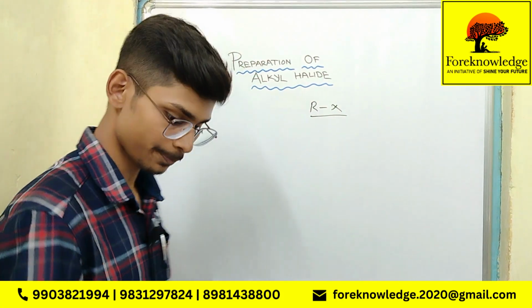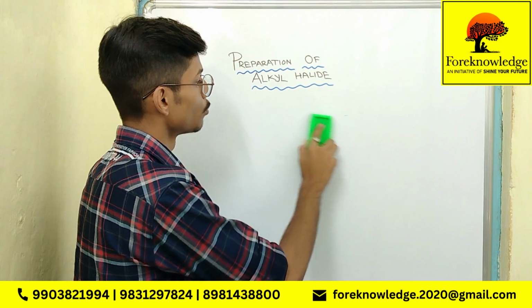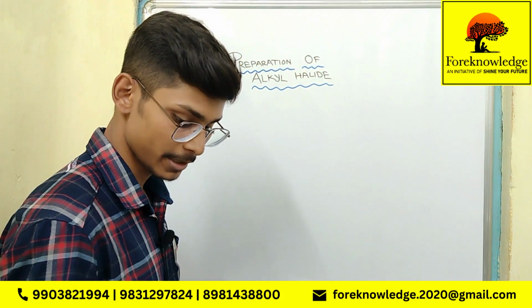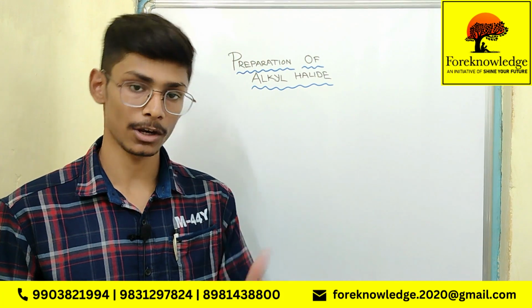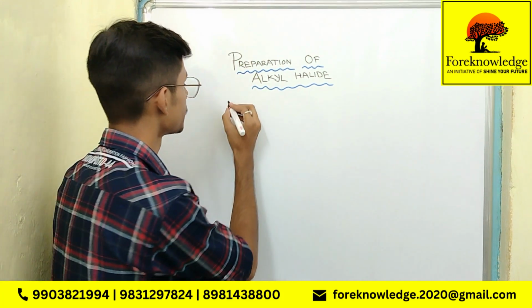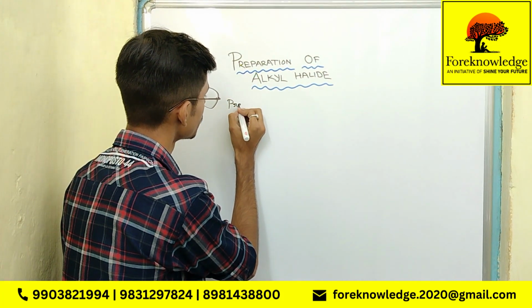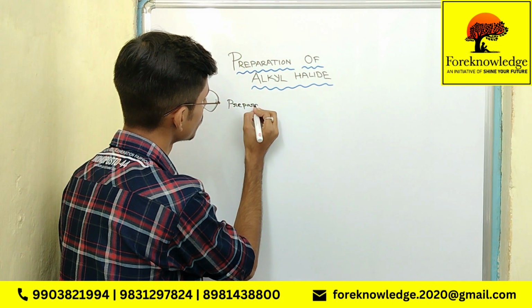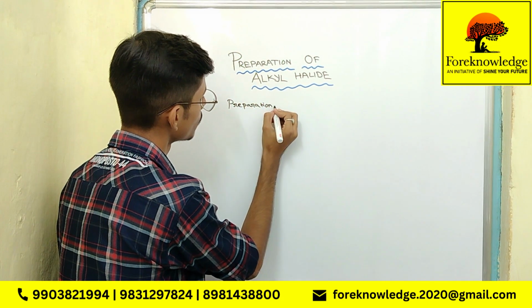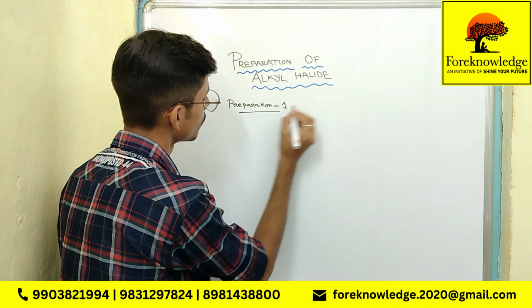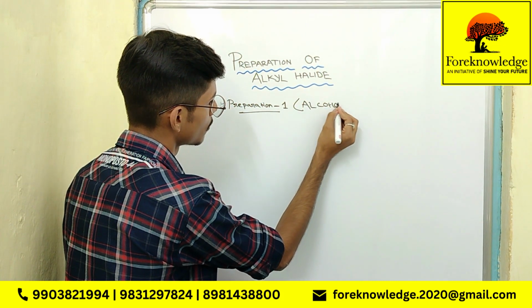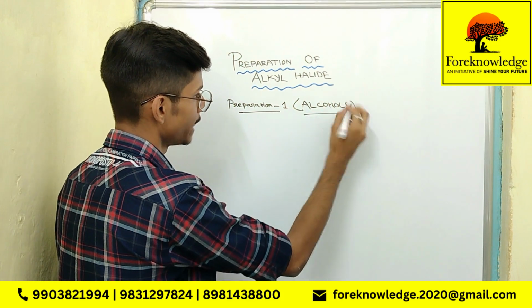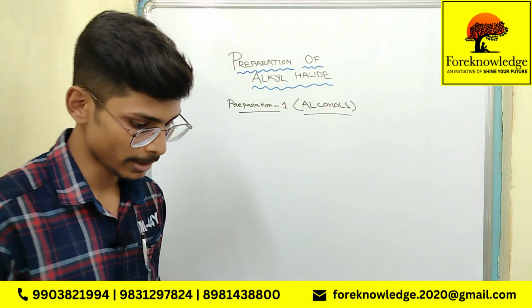Now, moving on to first preparation. That is preparation number 1. We will obtain alkyl halide from alcohols.